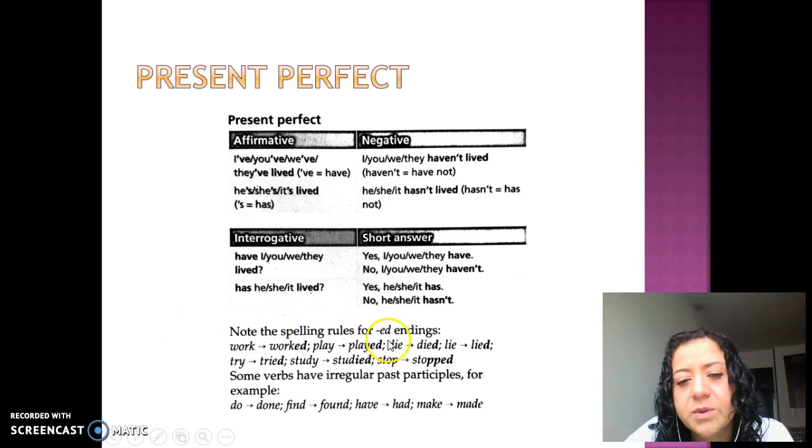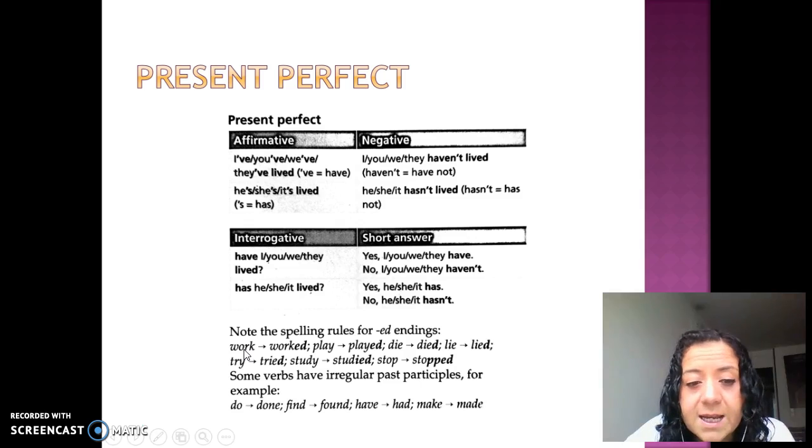Note the spelling rules for ed endings. Don't forget that these verbs are called regular verbs, and the pronunciation is probably the tricky part, so let's pronounce together. Work, worked. Play, played. Die, died. Lie, lied. Try, tried. Study, studied. Stop, stopped. Some verbs have irregular past participles.